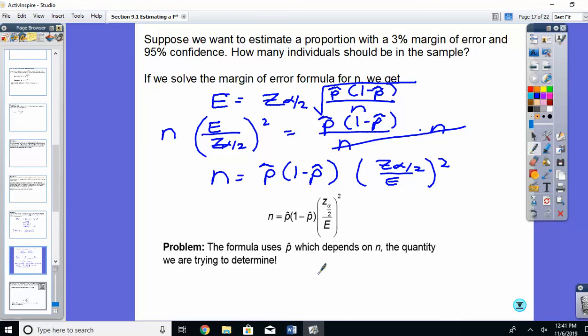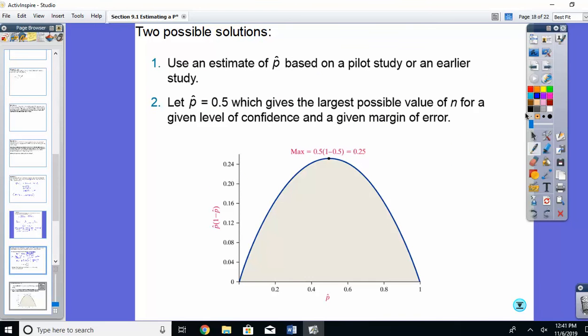Now the issue is, you have to know p hat to use this formula. And p hat is found using n, isn't it? So that's not all that useful. What we're going to do, we'll have two possibilities. Either we'll use the p hat, and again, if you don't want to write this part down yet, you can wait until the next couple slides and then we'll write that part down. So either we will have to use a p hat from a previous study or a pilot study.